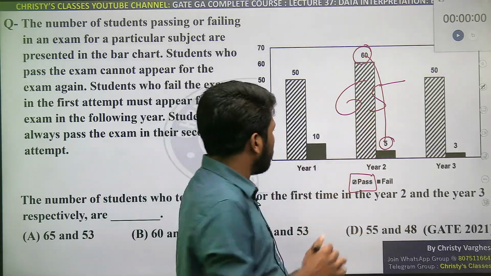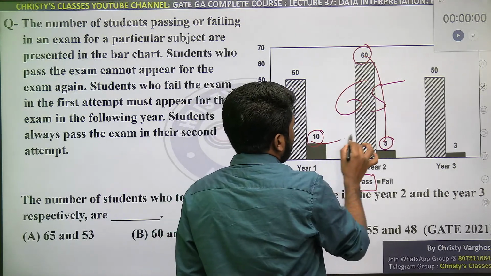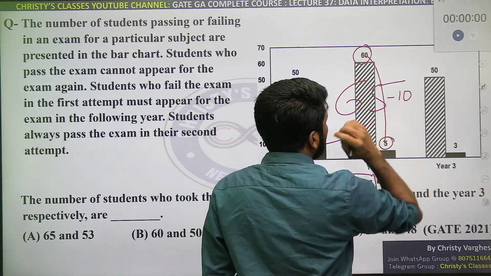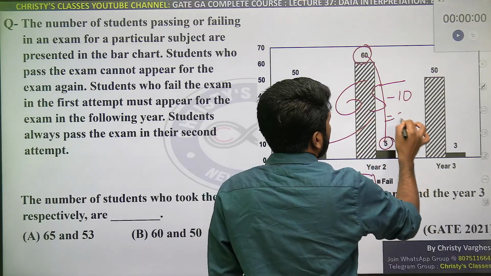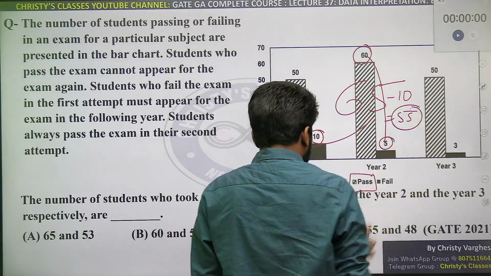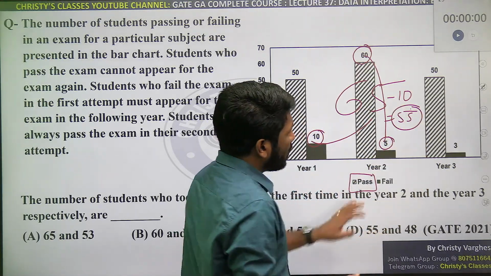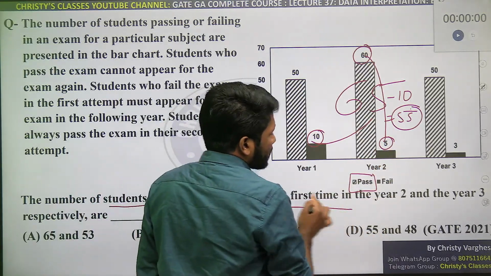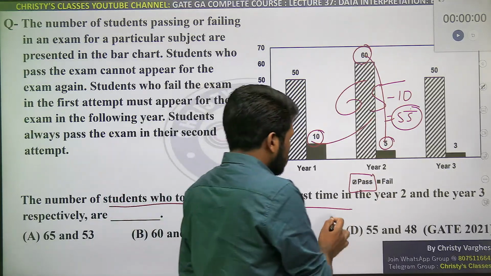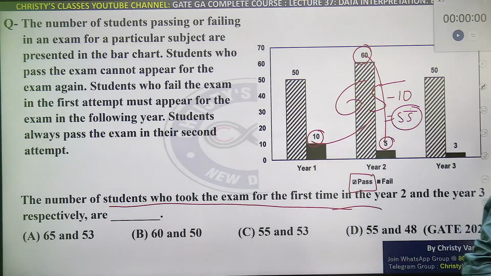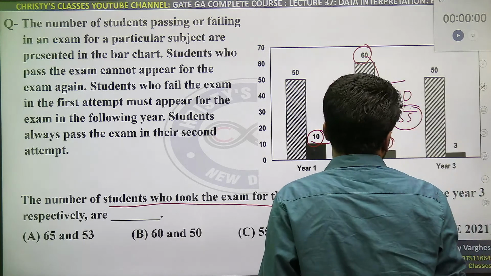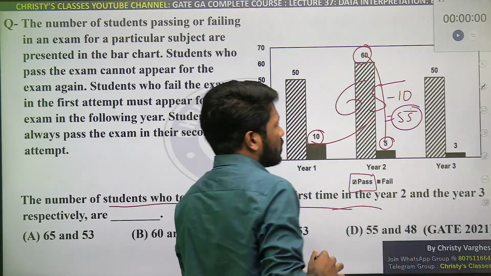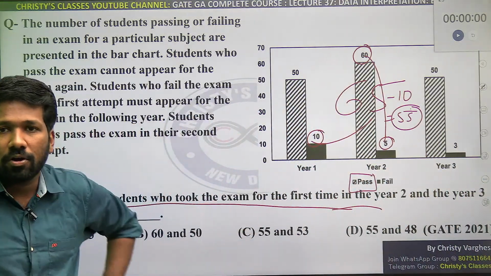In that 65, 10 students will be from the previous year. Remaining 55 students are new students, meaning students who took the exam for the first time in year 2. All of you are understanding? So it will be 55 students. Clear or not?